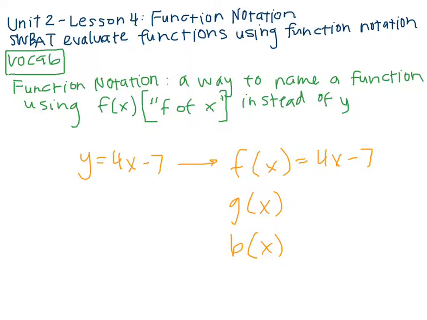Another benefit to this is that it shows the input and the output. So if we were to put a 3 right here in place of x, that means 3 would be the input, whatever we have over here would be the output. So it really gives us a clear image of everything.